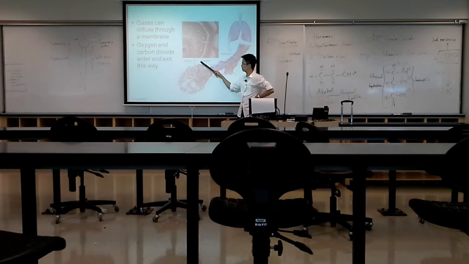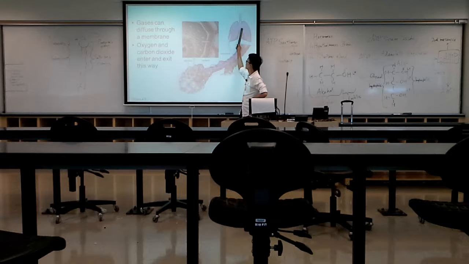So these, they are basically one cell thick. This wall, the wall of the alveoli, is actually one cell thick. Only one cell forms this. We call it an air sac, because it is where the gas exchange occurs.